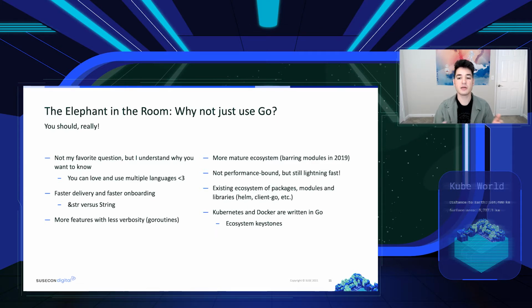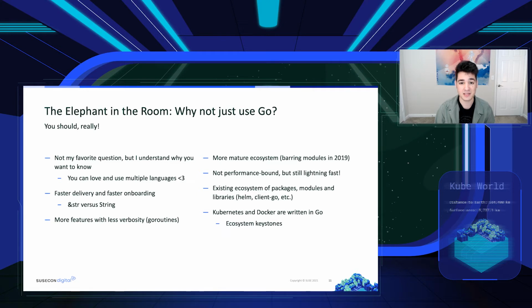There's a more mature ecosystem in Go. Although Go and Rust are both adding new features frequently, as I just mentioned, Rust added async STD fairly recently, and Go modules went GA in, I believe, fall 2019. If you're not performance bound, you can use Go. It's still lightning fast, even though it has a garbage collector.